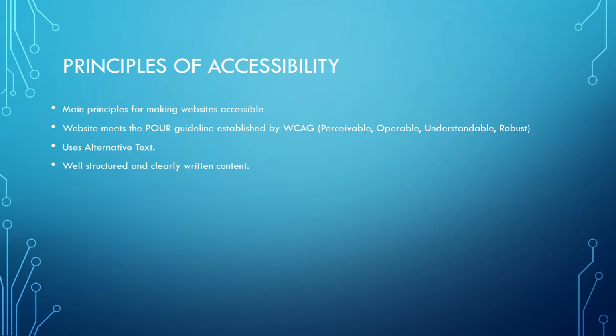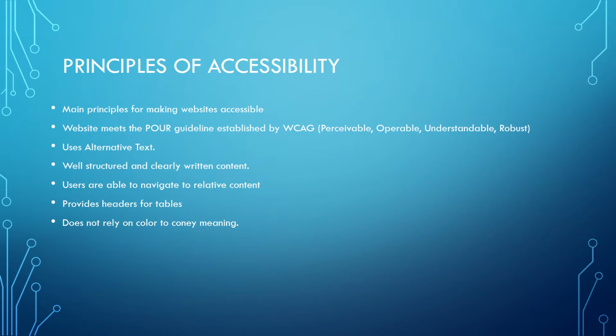It is also well-structured and clearly written content, contains headers for tables, and users are able to navigate easily to relative content. It is also important to remember that the websites should not rely on color to convey meaning and the link should make sense out of context. Lastly, it should include accessible, non-HTML content.